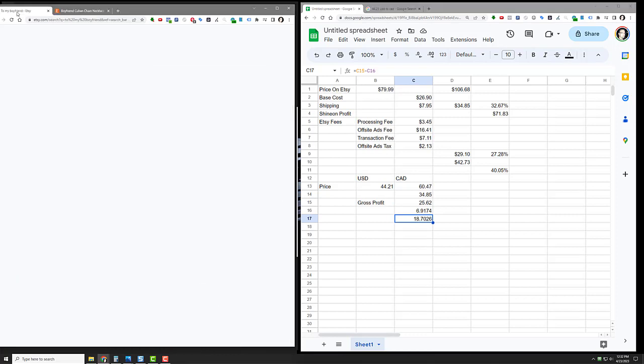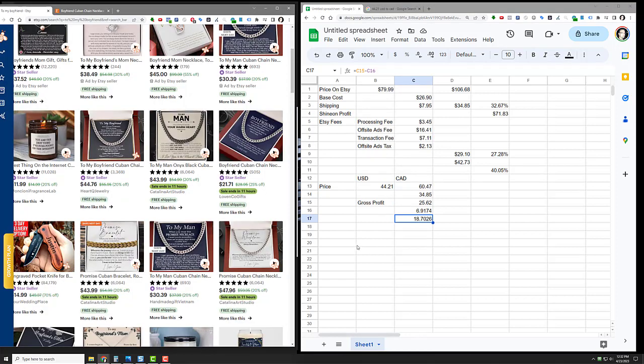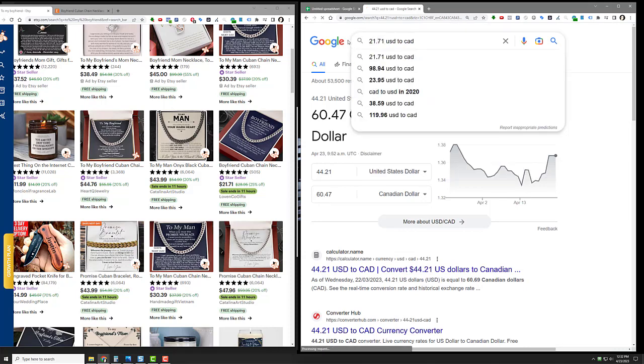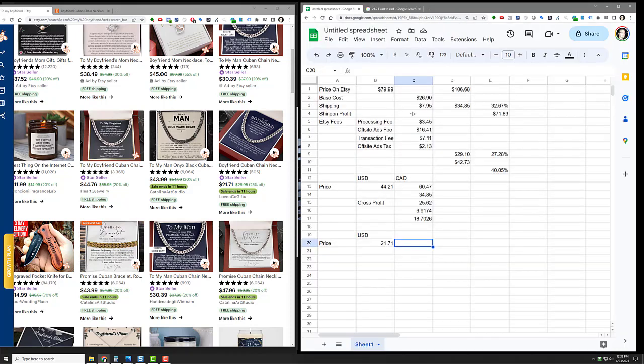But now let's go to that other guy who is at $21.71. Let's look at this. Let's go USD. 21.71, and then let's convert that to Canadian. 29.69. Okay, so right away, 29.69. The base cost is $34.85.